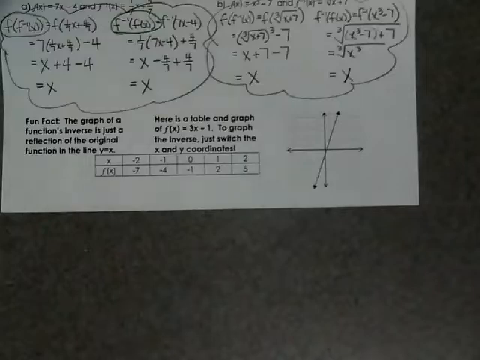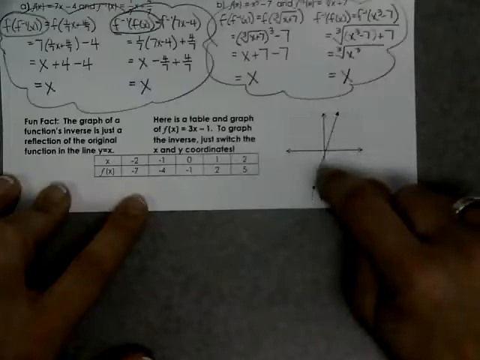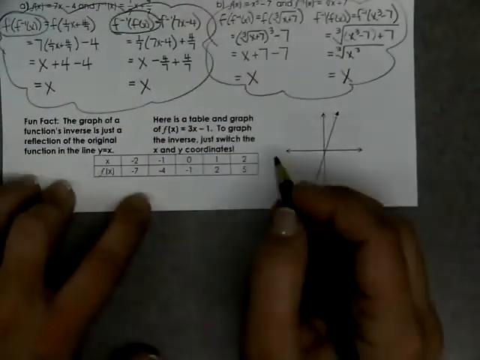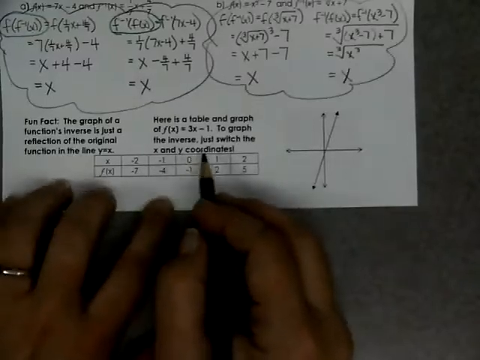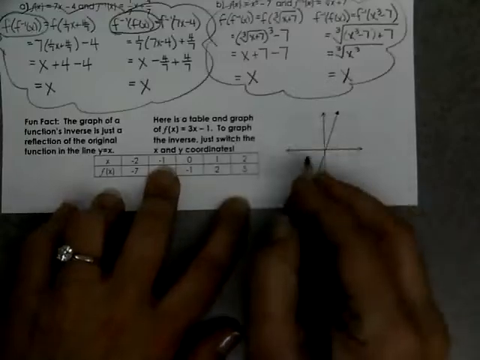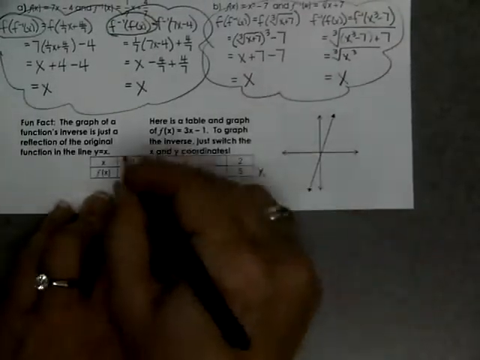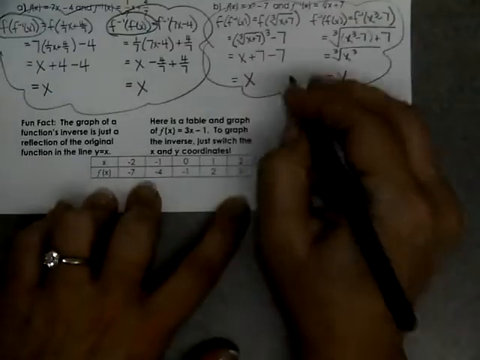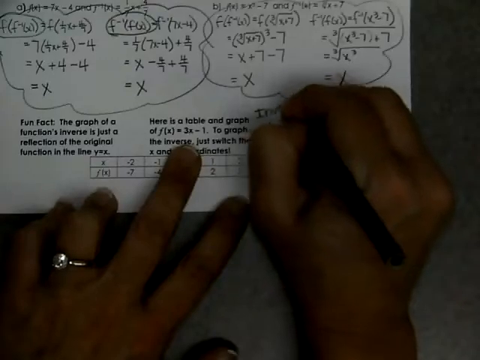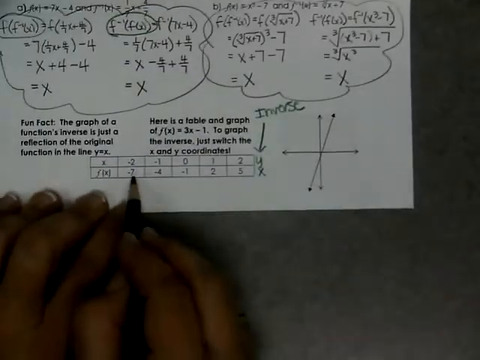So here's a table and a graph of f of x equals 3x minus 1. Let's say that you wanted to graph the inverse. To graph the inverse, we would just switch the x and the y coordinates. So what we would do is these f of x's turn into x's, and the x's turn into y's. And these ordered pairs would give us the inverse. So let's plot those points and see what it would look like.